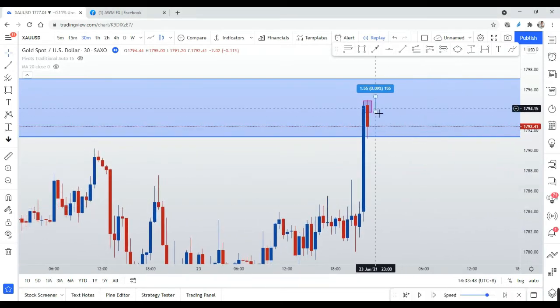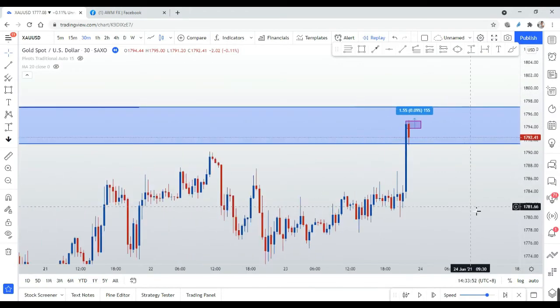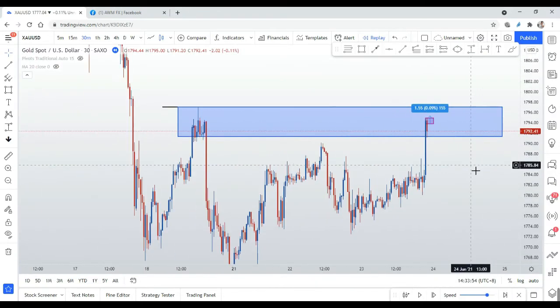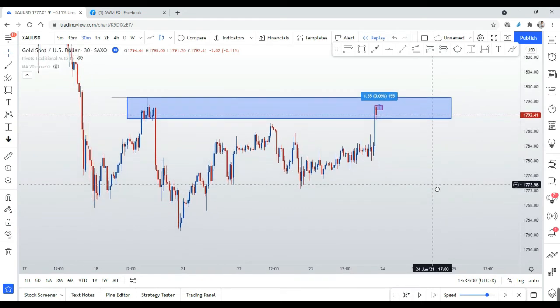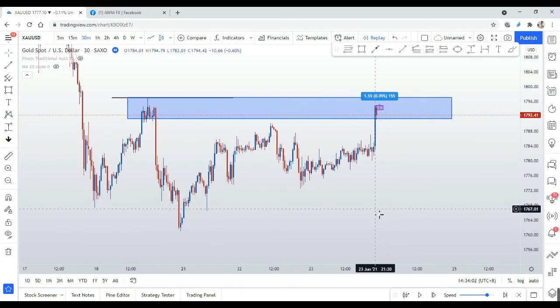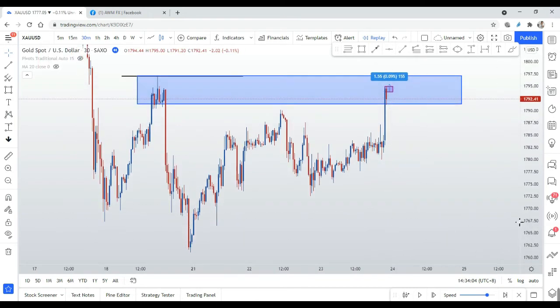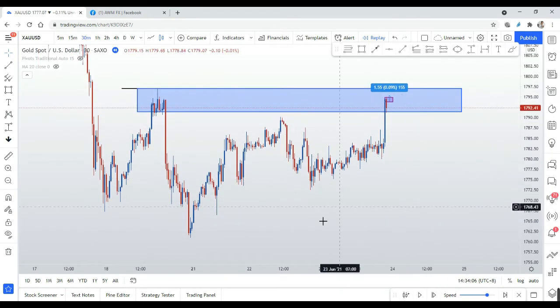So I did my entry. You can see that is my entry. Where did I take my profit? First of all, like I told you guys, I have a running profit right now. One of the reasons I did not take my profit yet is because I anticipated the price will break this low to go lower down.